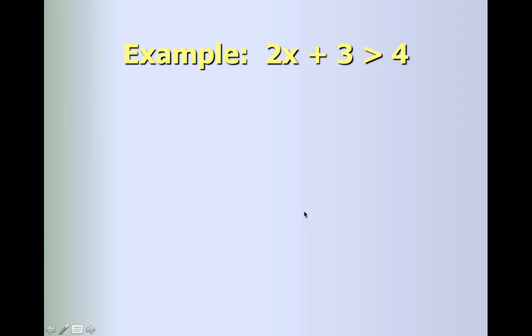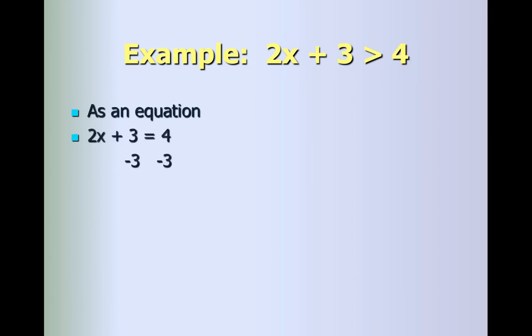This is an example of a linear inequality: 2x plus 3 is greater than 4. What we do, as an equation, is make it equal. This is just a sample. So, subtract 3 from both sides, because we take the reciprocal, the opposite sign of positive. So negative 3, negative 3. Cancel. 4 minus 3 is 1. Then 2x remains. Divide by 2 on both sides. What remains is x equals 1 half.